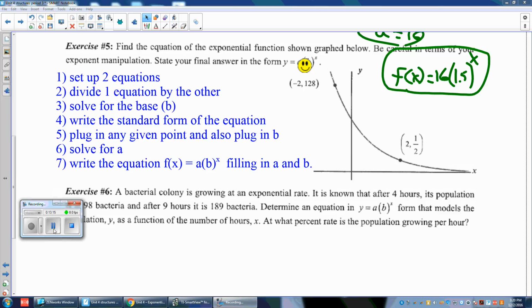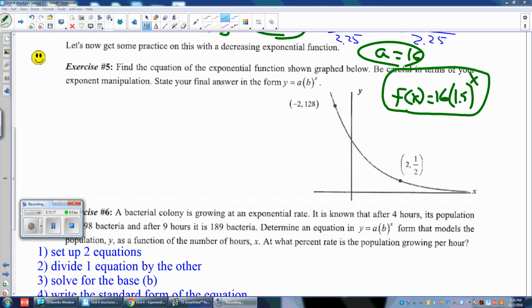Hit pause, because I'm going to skip ahead. So write it down. Step number 1. If you don't have any room, grab a scrap piece of paper really quick. I know, I'm sorry, we don't have room. If I didn't have room to write it down, I had to move it out of the way. Neither do you. So, step number 1, set up the 2 equations.